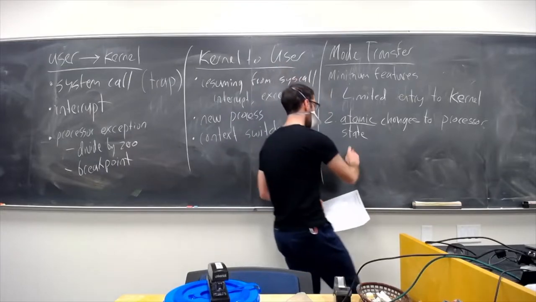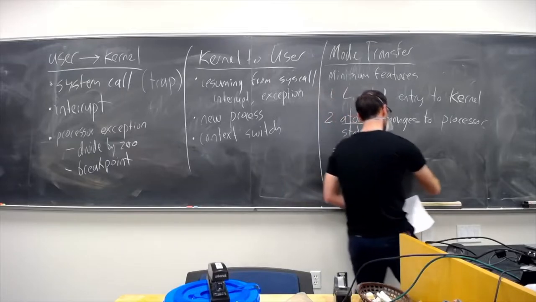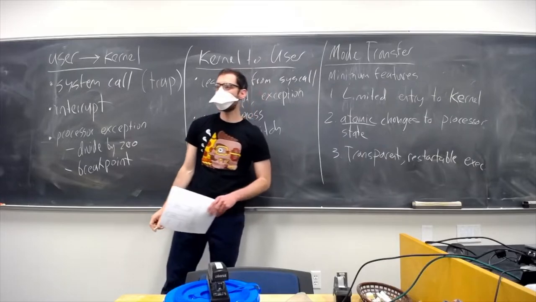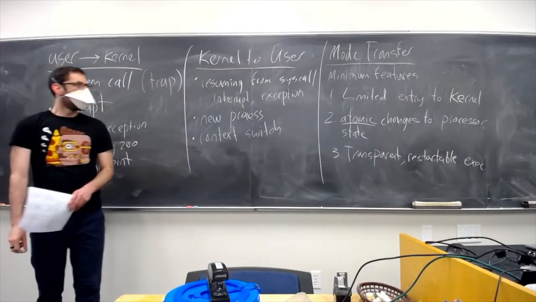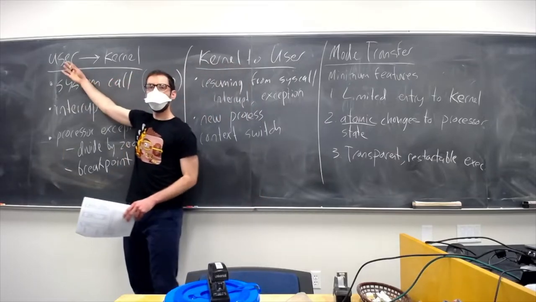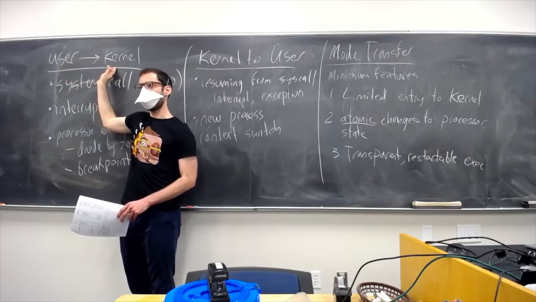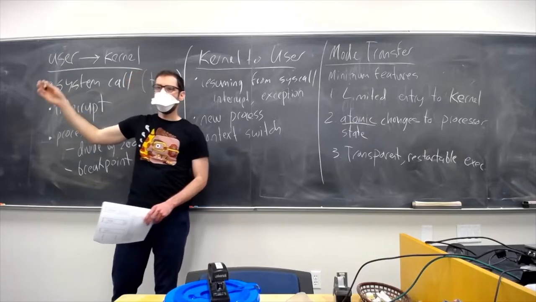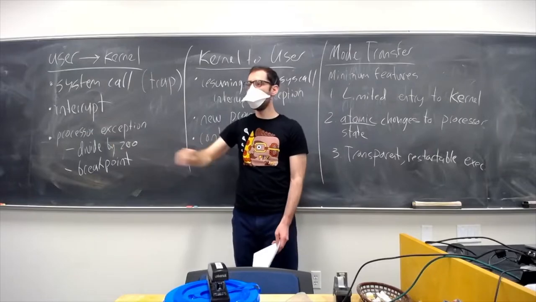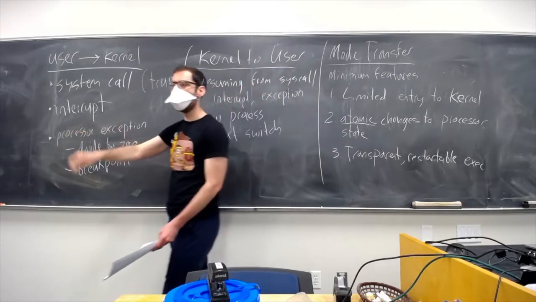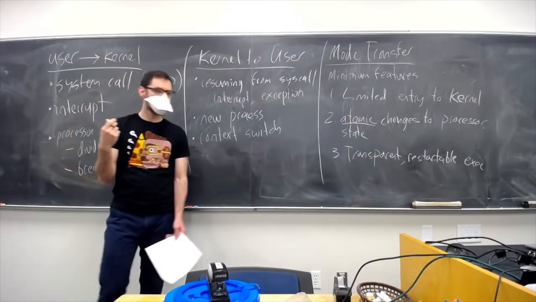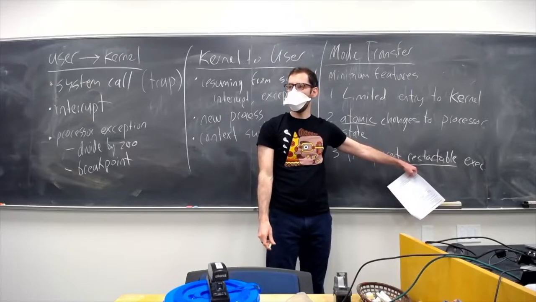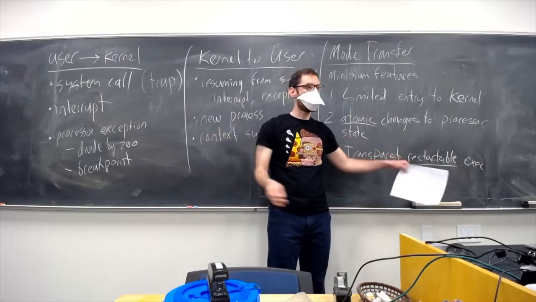And the third is transparent, restartable execution. And that just means if we stop some user process to go do something in the kernel, it needs to be the case that we can resume running our user process as if nothing had happened. We want these transfers to be transparent. The user process should not be able to tell that we went into the kernel and back. And we need to save whatever state we need to save on the user side to be able to restart our user process exactly where it left off.